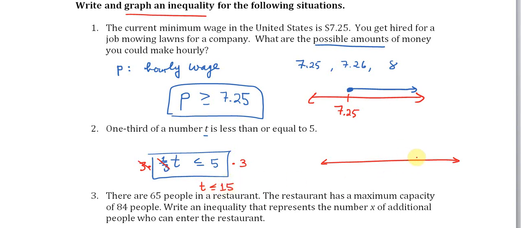Okay. And with that in mind, now we can draw our graph. We have the number 15 here, and then it would be a closed circle as well because you have or equal to, and it's less than, so we're going to go to the left. Okay. So this blue arrow, or ray, right here represents the value of t, and it must be less than or equal to 15.